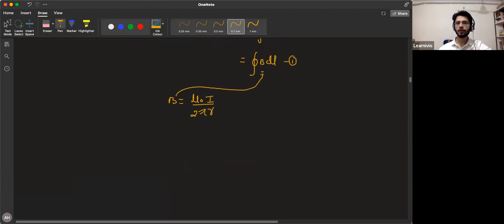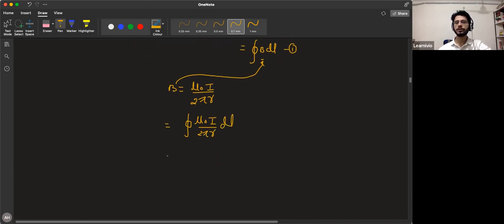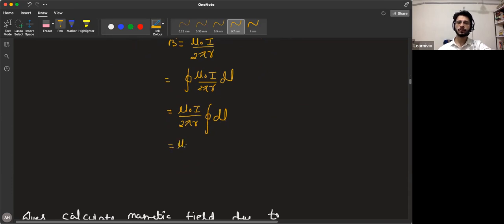So let's substitute this value here. When you make this substitution, you will get mu naught I divided by 2 pi r integral of dl. Now see, this mu naught I is constant. 2 pi r is constant. You can take all these constants outside the integral. You are left with only dl. What is integral of dl? That's 2 pi r. So 2 pi r will cancel this 2 pi r and you will be left with mu naught I. This is the proof.